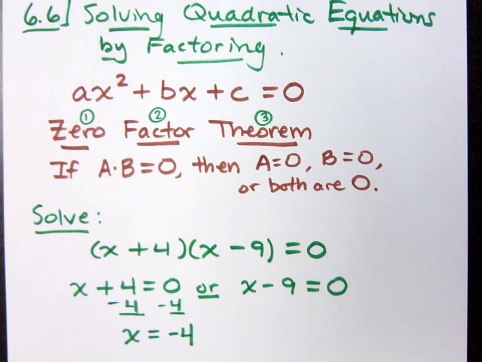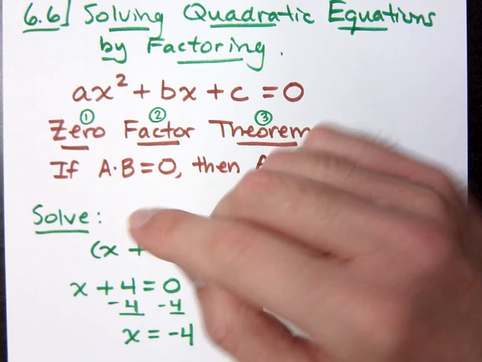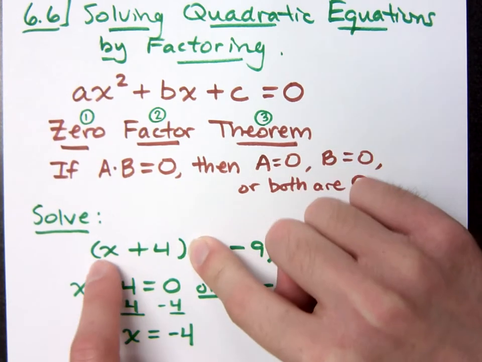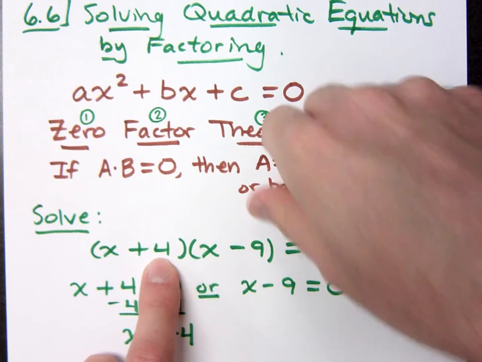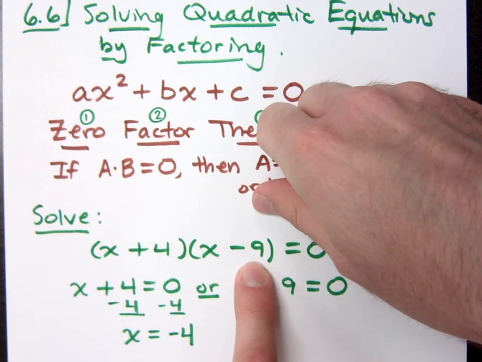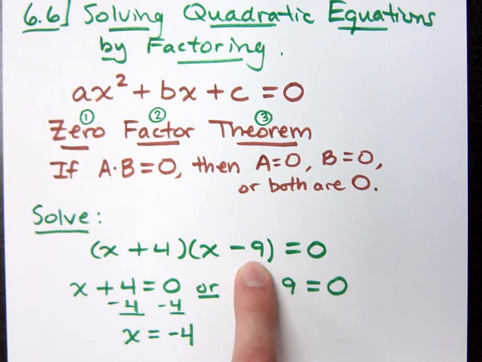Now, is this a true statement? Does x equal negative 4? How do we know that? Because we check it: negative 4 plus positive 4 equals 0, right? If I plug negative 4 in here, what do I get? Negative 13. So what's 0 times negative 13? 0. So this guy checks out.